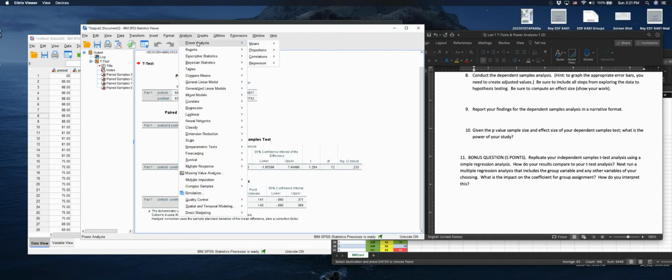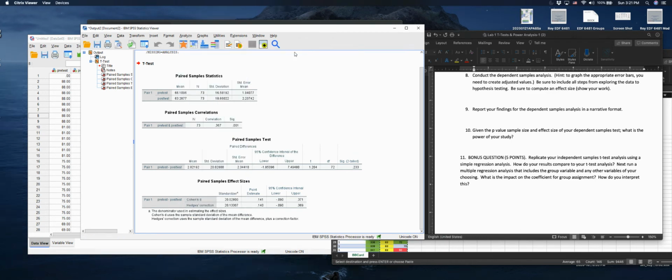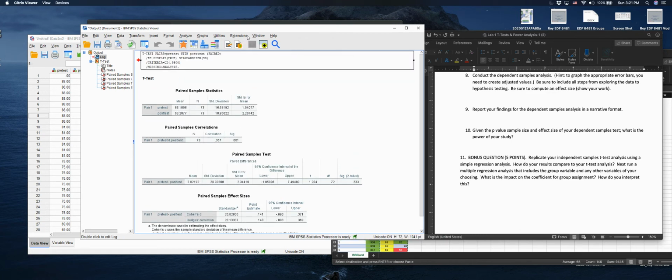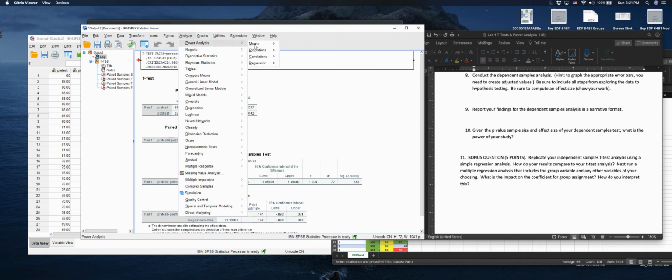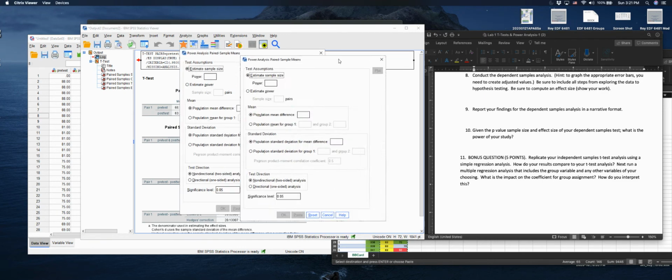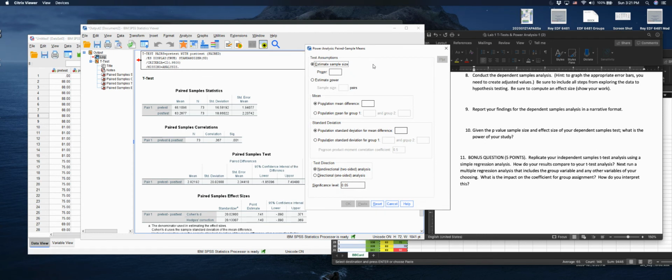So we go to power analysis, we go to means, we go to the paired samples t-test once again, and we're going to use, where'd it go? There it is. Okay, and we're going to use the estimate power option. So this one says estimate sample size. I'm not going to use that one because the question is telling me to answer what is the power of your study. So I need to figure out the power. So in order to figure out the power, I'm going to click on estimate power.